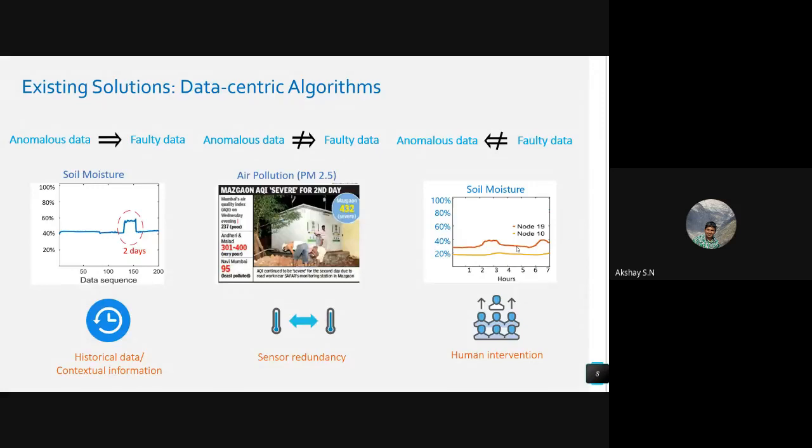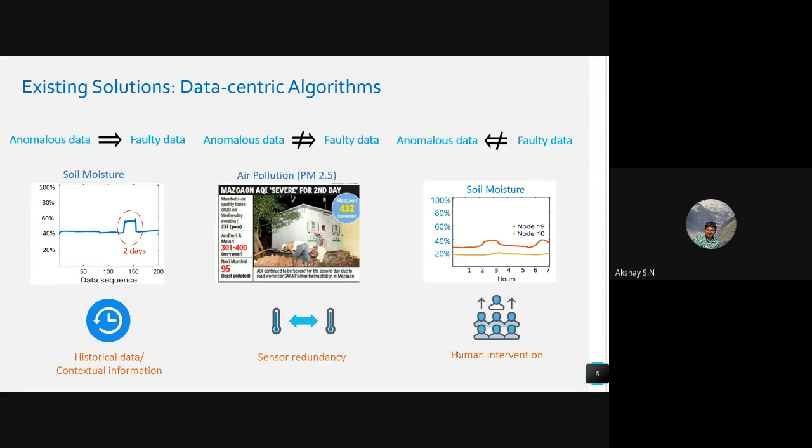And as you can see, it's not easy or trivial to detect faulty data by looking at just sensor data. You have to rely on either contextual information, sensor redundancy, or human intervention, which is all expensive, time consuming, and also not feasible. Imagine there is a sensor deployed in North India, in Delhi somewhere, and let's assume you are in Chennai as an example. Then you have to send a person all the way from here to Delhi to just figure out whether the sensor is working or not.